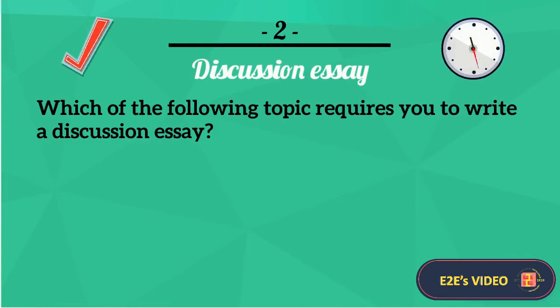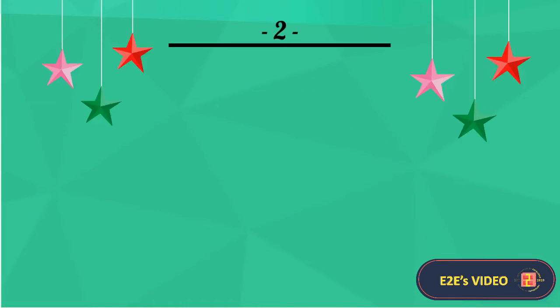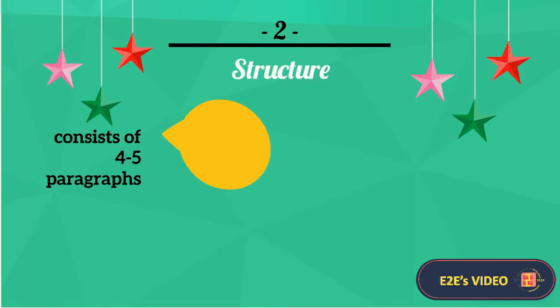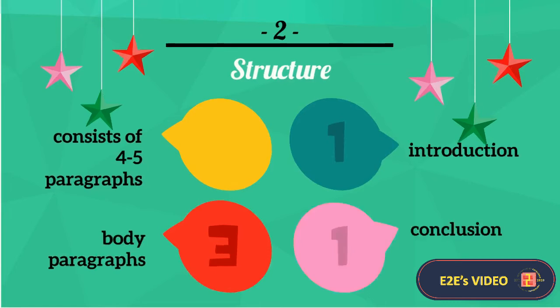Okay, time's up. The answer will now be reviewed. Topic 1 and 4. Now that you know how to identify a discussion essay, let's look into its structures. A discussion essay typically consists of 4 to 5 paragraphs. These include 1 introduction, 3 body paragraphs, and 1 conclusion.